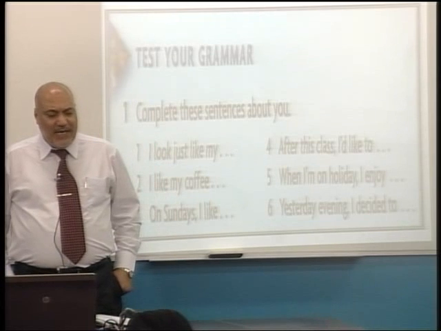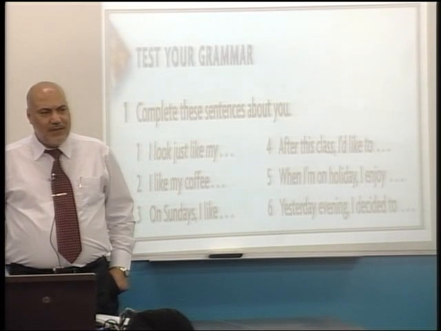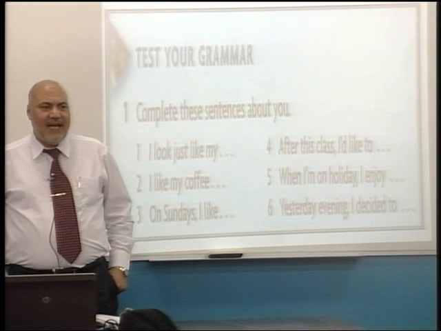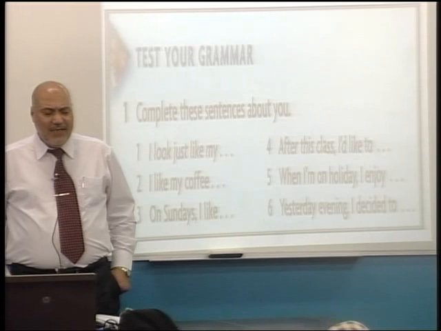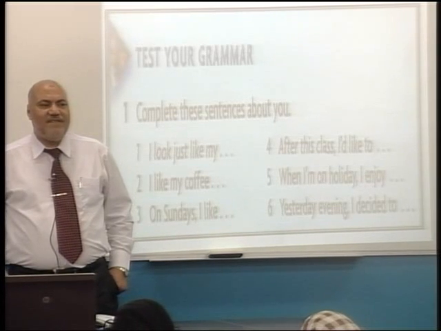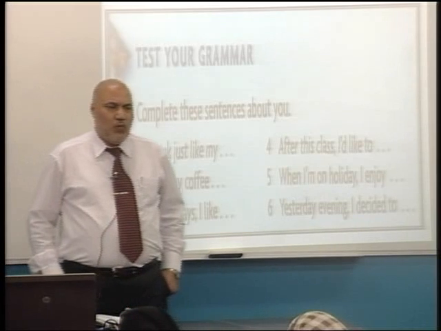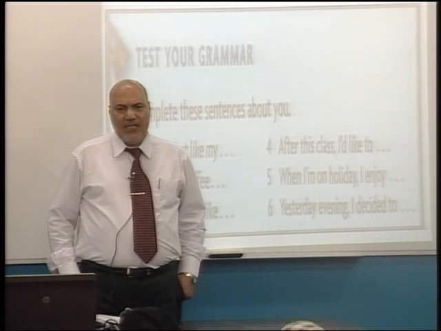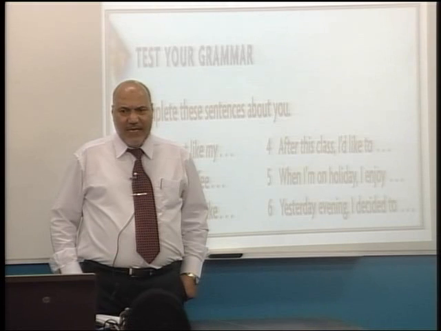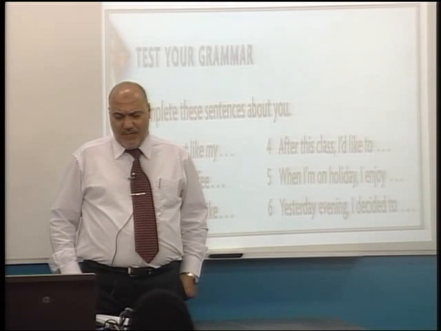So, in the first one, I look like, like here is a preposition. I like my coffee black, this like is a verb. So, with like, it might be a verb or it might be a preposition. We use like as a verb and like as a preposition.